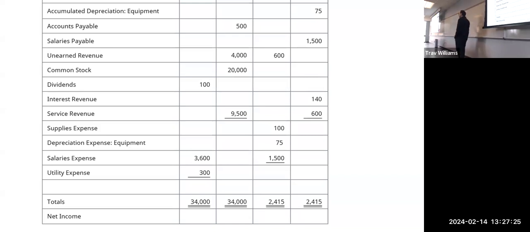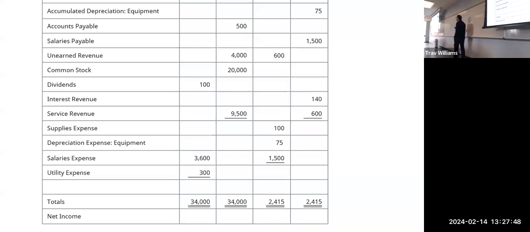Yeah. We took depreciation. At the end of the period, we have to say, okay, how much depreciation do we apply to this long-term asset? So there was $75 of depreciation on our equipment. And if you remember, we have to credit accumulated depreciation. We see that up here, with the assets.